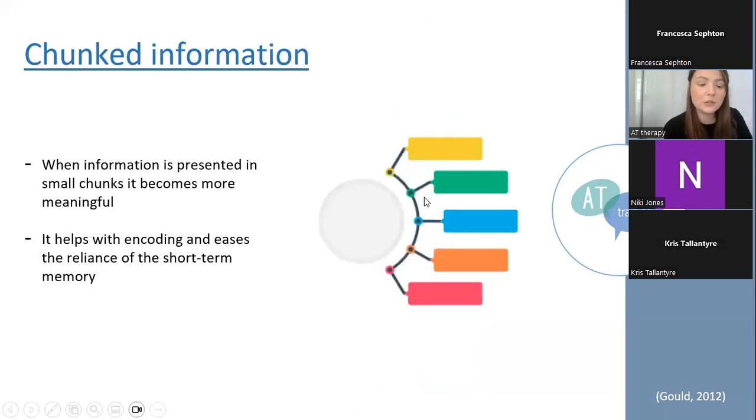So moving on now to chunked information. When information is presented in small chunks, it does become more meaningful. It does help with encoding and eases the reliance on the short-term memory. So presenting it in small manageable chunks helps retention. It aids in effective encoding, allowing the learner to process and store the information more effectively. Additionally, breaking down that content into smaller portions reduces the burden on the short-term memory, making it easier for individuals to absorb and work with the material effectively.